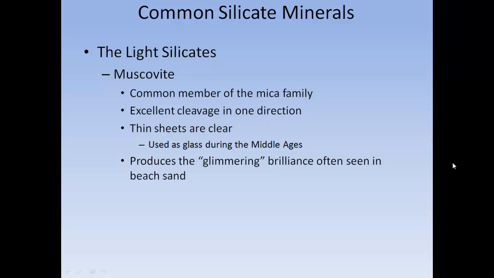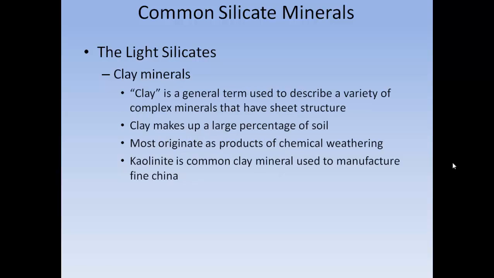In the Middle Ages, they used muscovite as glass. You can pull the sheets apart. It produces the glimmering brilliance often seen in beach sand.